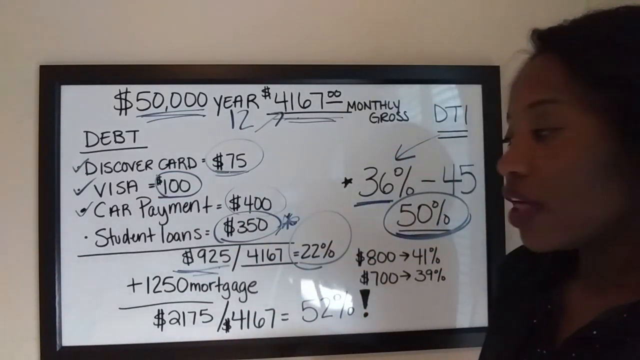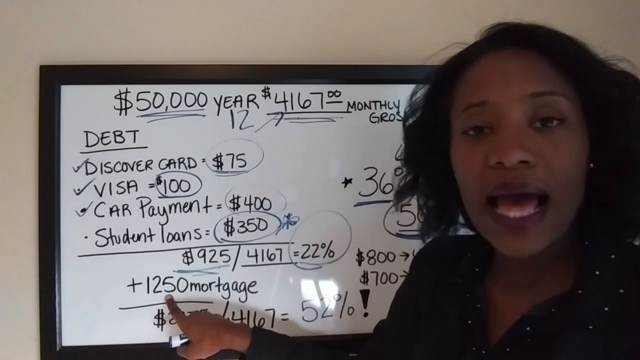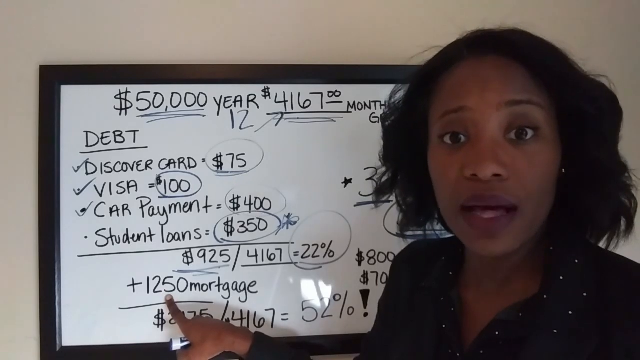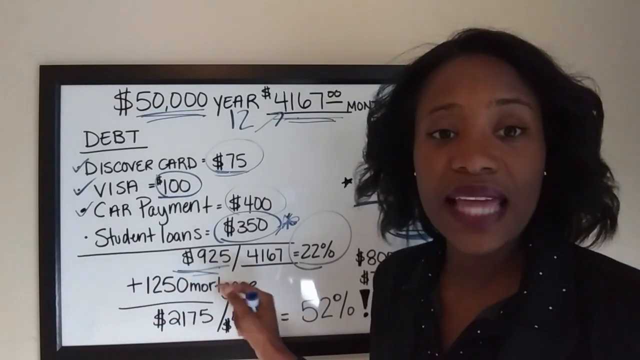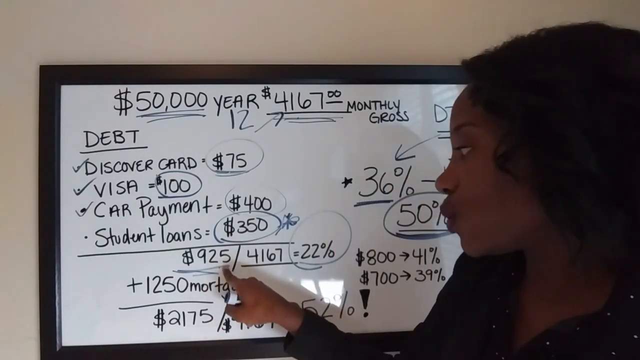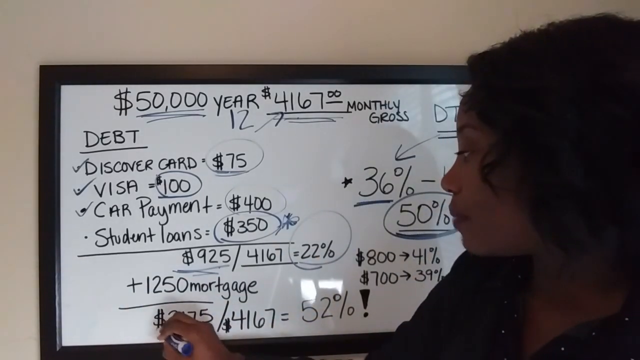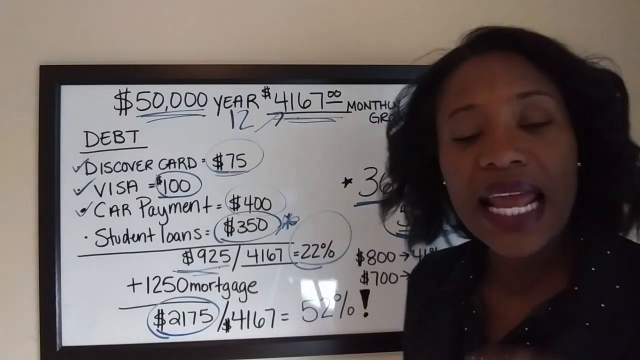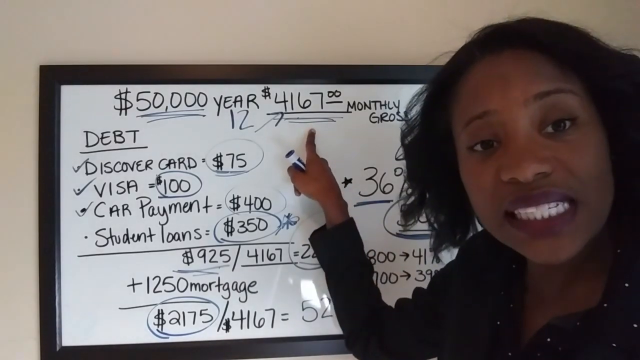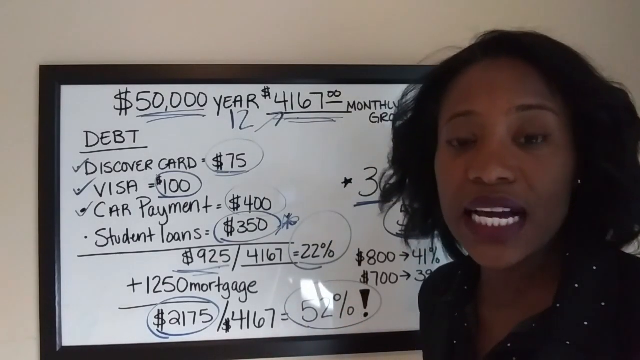So for this example, this person wanted to add to their debt $1,250. That's about a house that's about $200,000. You might pay about $1,250 a month. So can they afford that? Can they do that and still keep a low debt to income ratio? So when I add this $925 to the $1,250 anticipated mortgage payment, that's going to bring me up to $2,175. And I have to do the same thing. $2,175 divided by the $4,167, guess what? It gives me a 52% debt to income ratio.